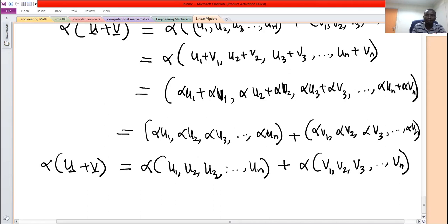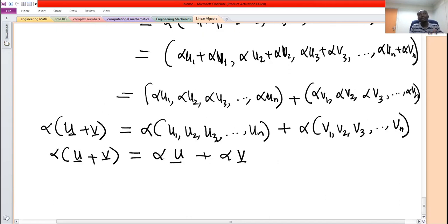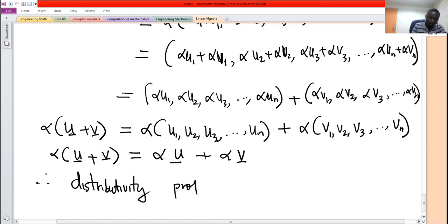But you see, this is the definition of the u vector, and this is the definition of the v vector. So we have successfully shown that if we take alpha multiplied by the sum of the two vectors u and v, then it's the same as the sum of alpha multiplied by each of the two vectors. So therefore, the distributivity property holds. So that is left distributivity.